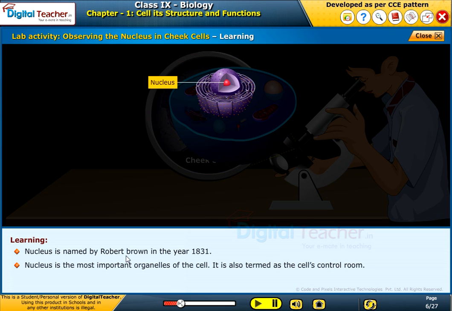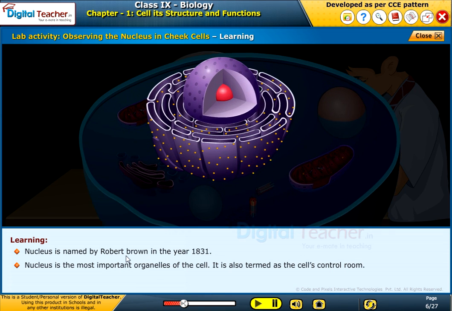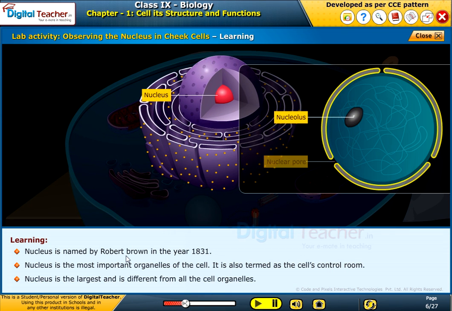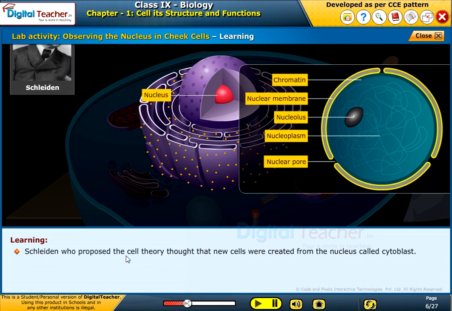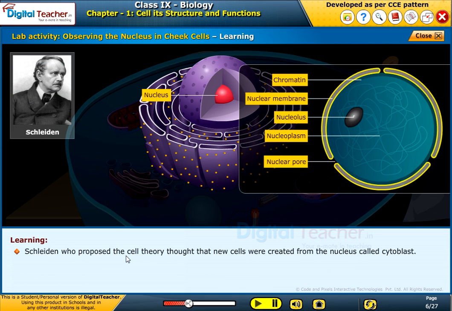Nucleus is the most important organelle of the cell. It is also termed as the cell's control room. Nucleus is the largest and is different from all the cell organelles. Schleiden, who proposed the cell theory, thought that new cells were created from the nucleus called cytoblast.